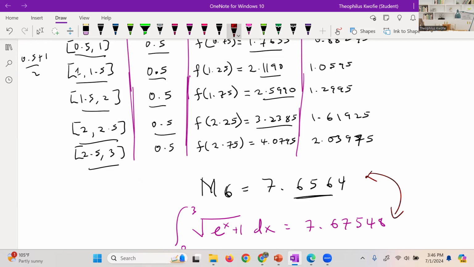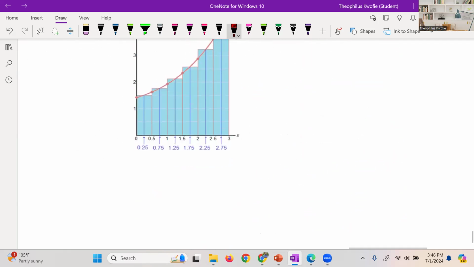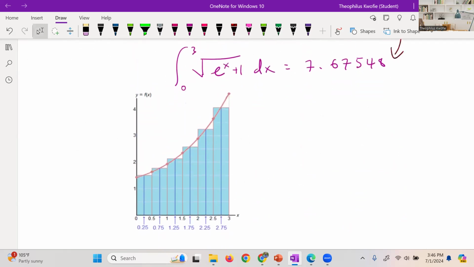Okay, so another way that I would want to explain this better is to give you a pictorial picture of what we've done. Remember, the interval was from zero to 3. Within the interval 0 and 0.5, we found the midpoint by adding the 0 to the 0.5 and dividing by 2, and that gave us 0.25, and we did the same for the other sub intervals. And these are the values that we had.